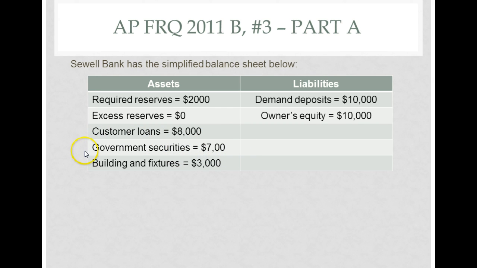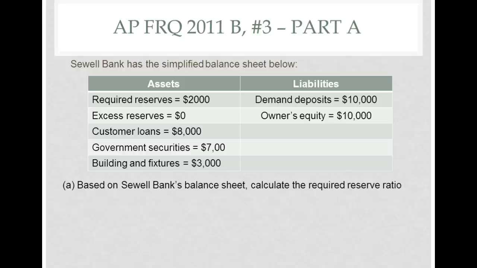Remember that securities are another way of saying bonds. So instead of loaning all of the money out that the bank had, it decided to spend some of that money on bonds and invest that way, which is also another way banks can invest. Ultimately, this doesn't change the approach to our question very much at all, but it's good to understand what all of these things are. So, the first question asks, based on Sewell's balance sheet, calculate the required reserve ratio.